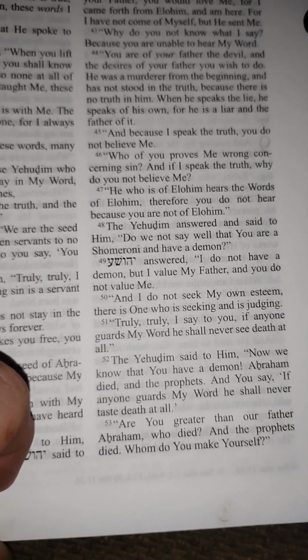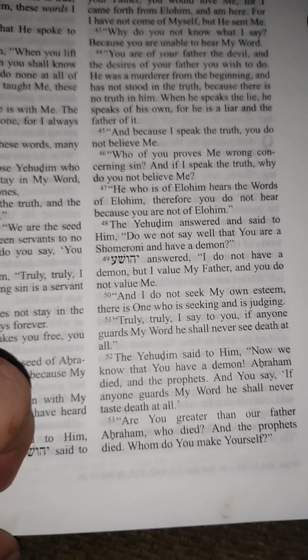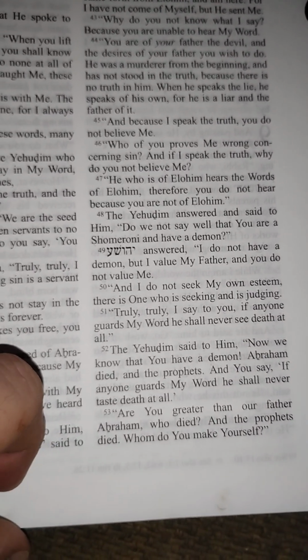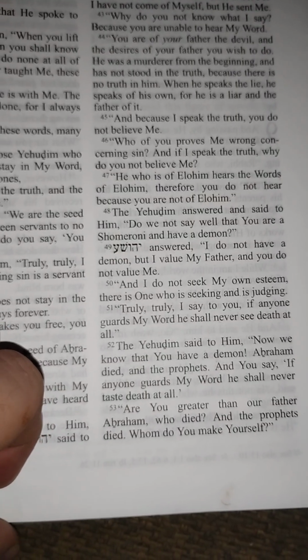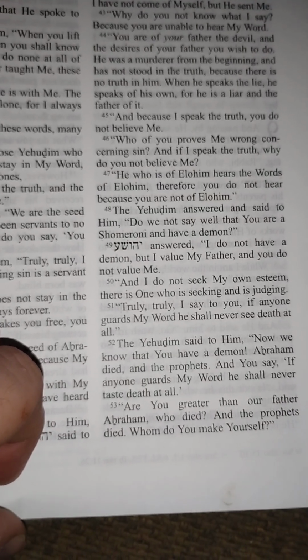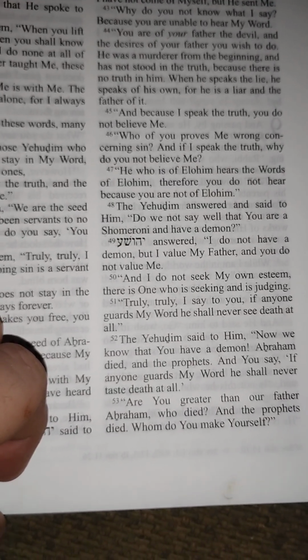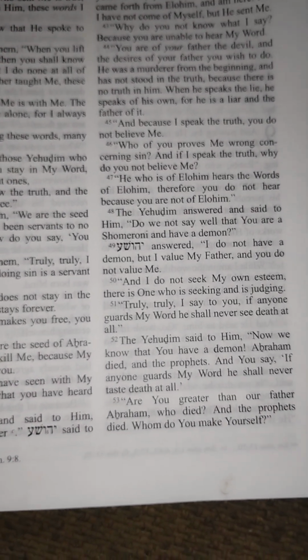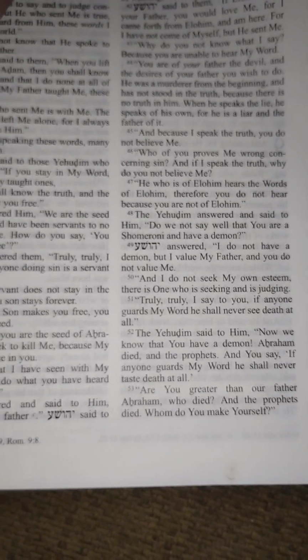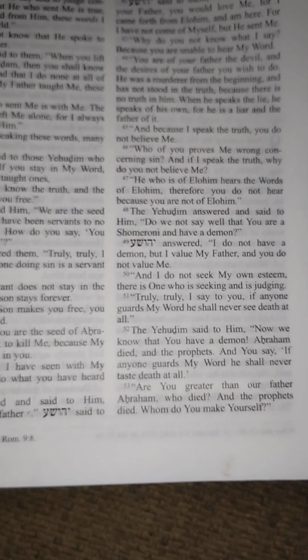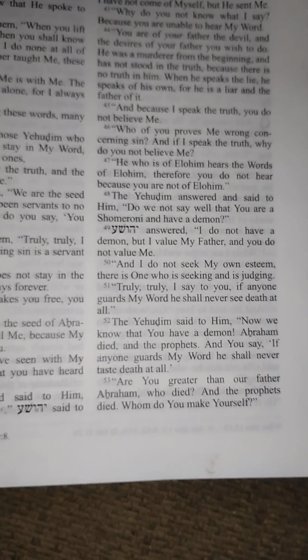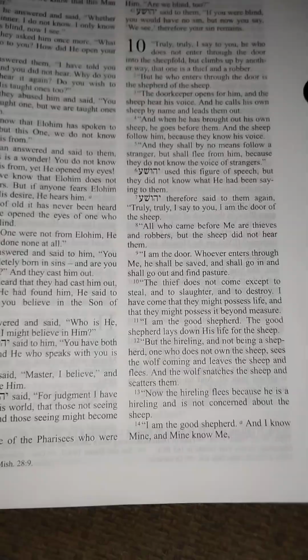Yeshua answered, I do not have a demon, but I value my Father, and you do not value me. And I do not seek my own esteem. There is one who is seeking and is judging. Truly, truly, I say to you, if anyone guards my word, he shall never see death at all. The Yehudim said to him, Now we know that you have a demon. Abraham died, and the prophets, and you say, If anyone guards my word, he shall never taste death at all? Are you greater than our father Abraham, who died, and the prophets died? Whom do you make yourself?